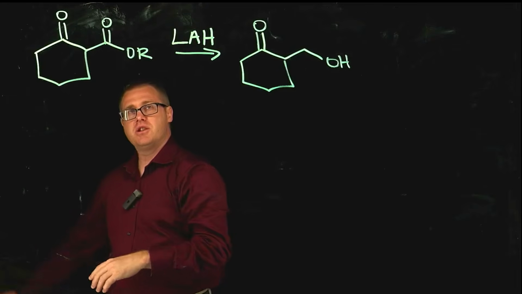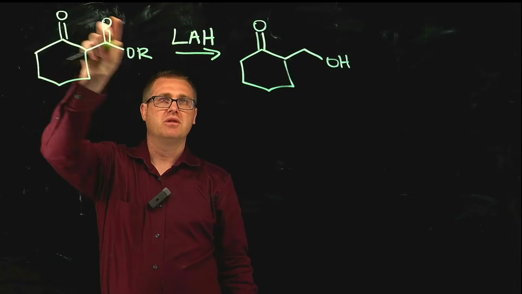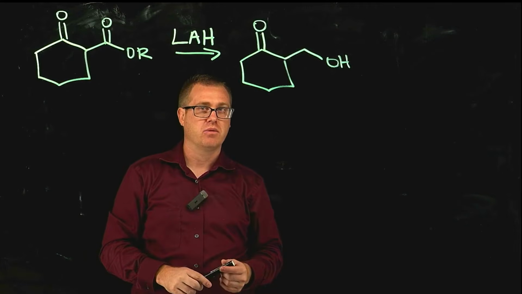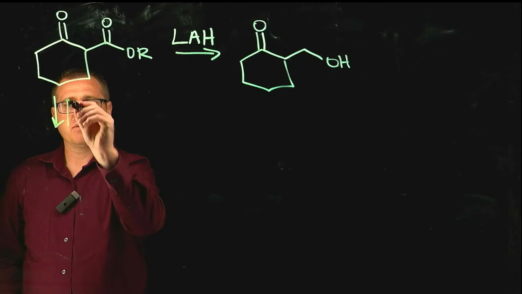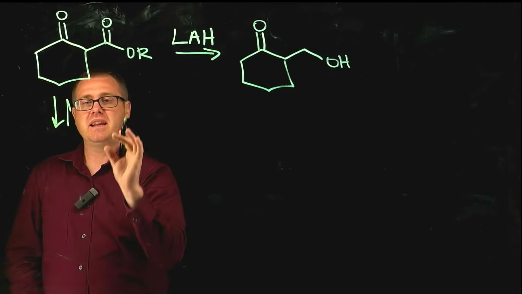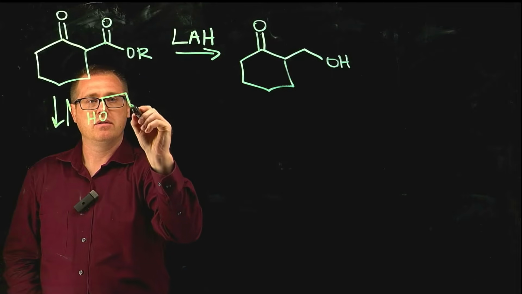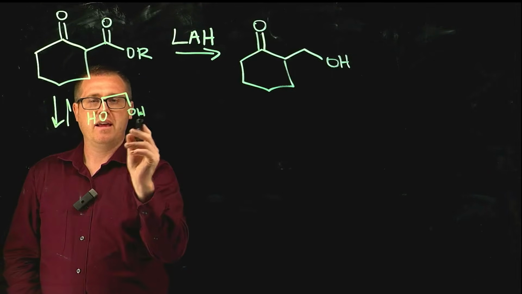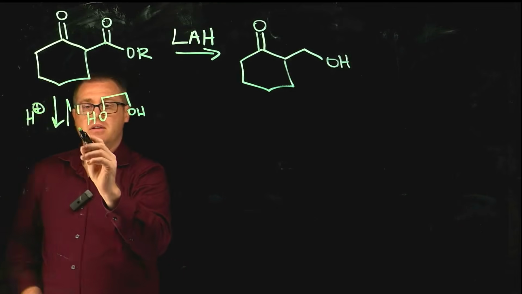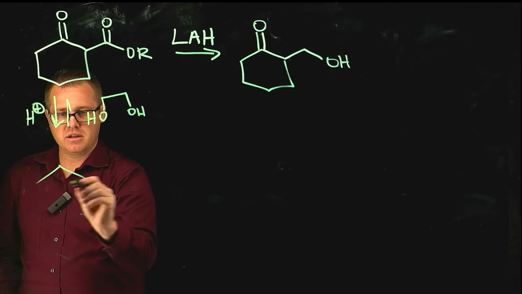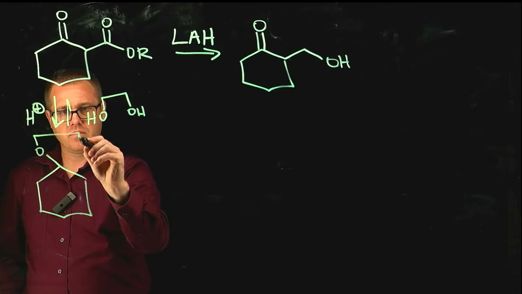The goal is to protect this ketone so the lithium aluminum hydride doesn't react with it. So what we do first, and remember those are reversible, is protect the ketone with a diol. You would need the catalyst, and then you would remove the water, and that would drive the reaction to look like this.